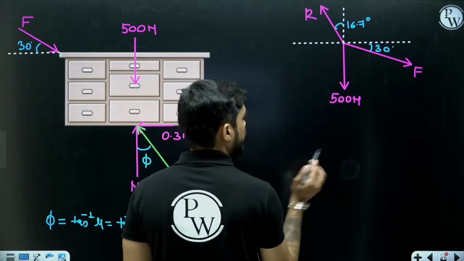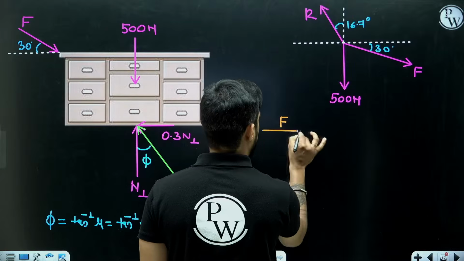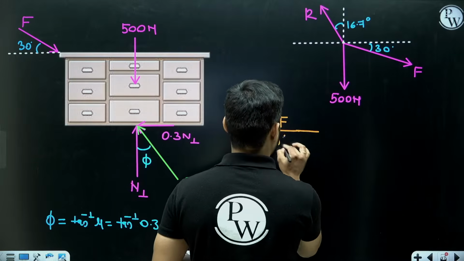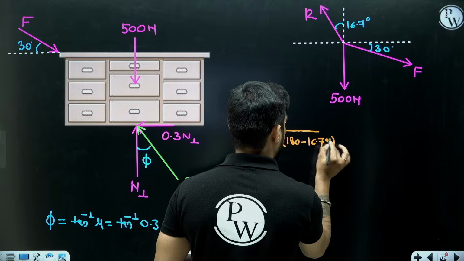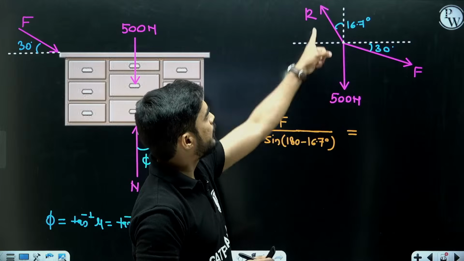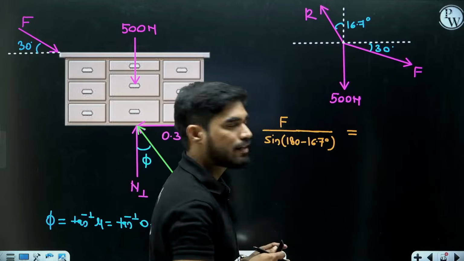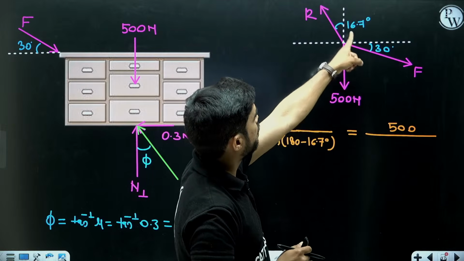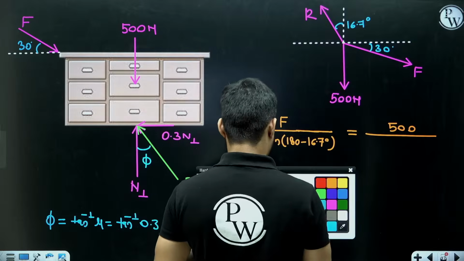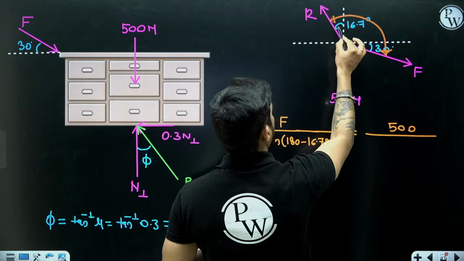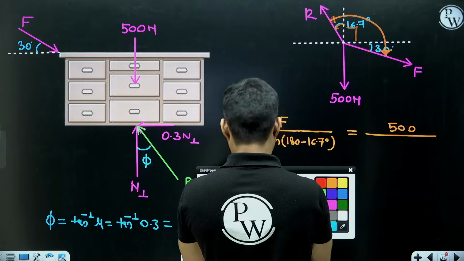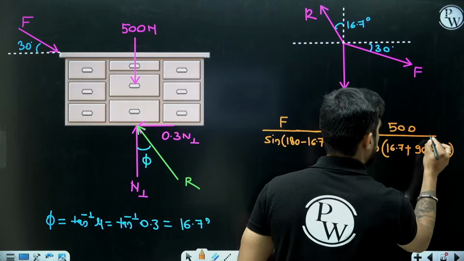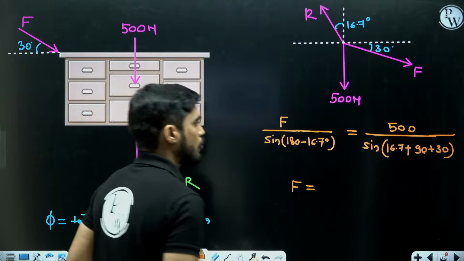Apply Lami's theorem. I can say that F divided by sine of the angle between R and 500 will be equal to 500 divided by sine of the angle between R and F. The angle between 500 and R is 180 minus 16.7 degree. The angle between R and F is 90 plus 16.7 plus 30. So from here you get the value of F.